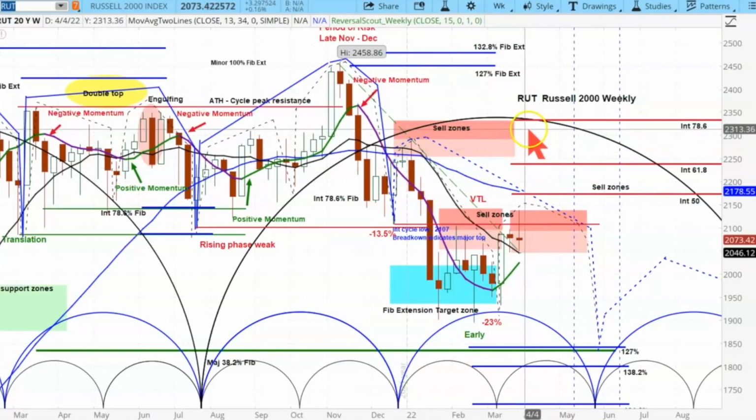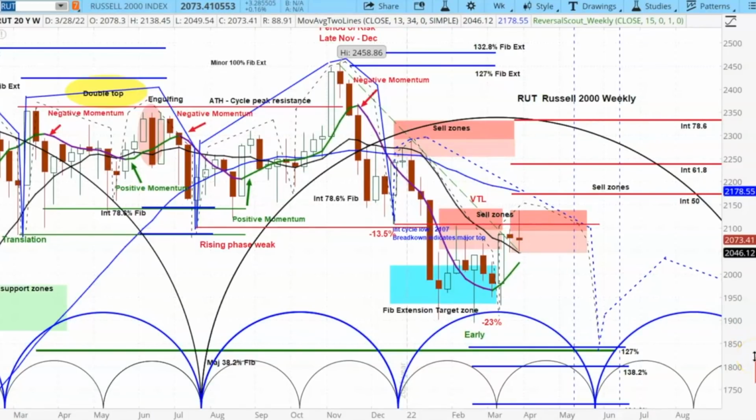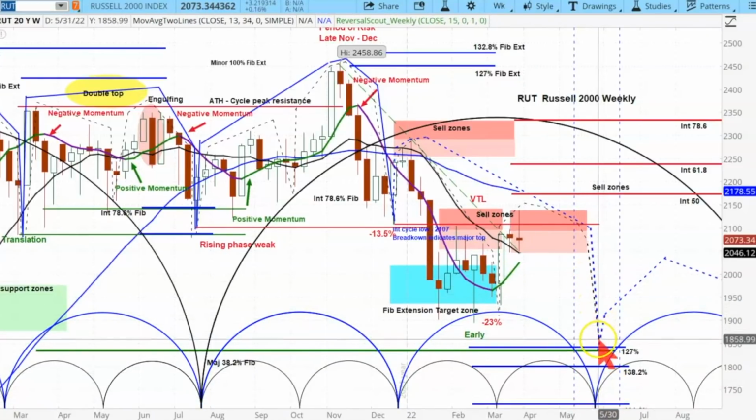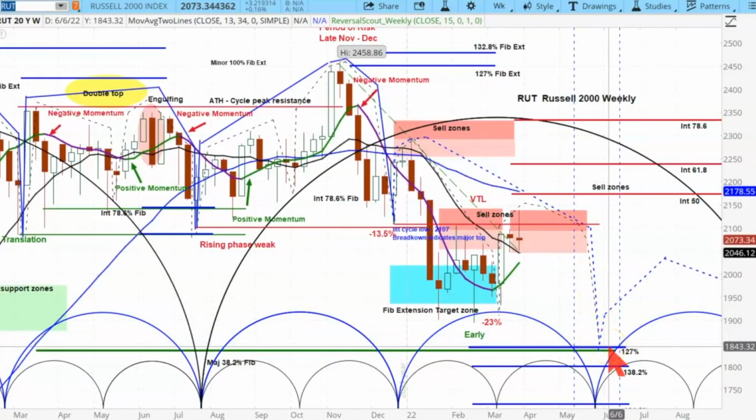The S&P 500 made it close to the 78.6. These small cap stocks that don't have much in the way of earnings really get hammered by higher interest rates, and higher interest rates are coming. And this calls for this cycle, different than the rest of the market, a decline actually that could come out into June period right over here.